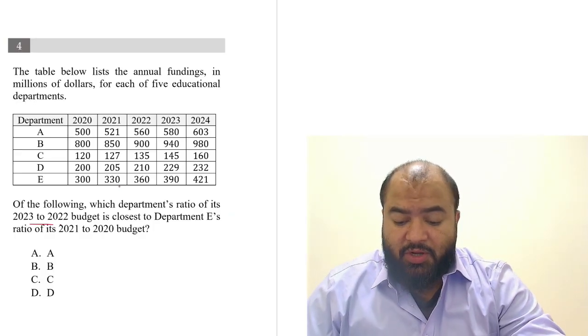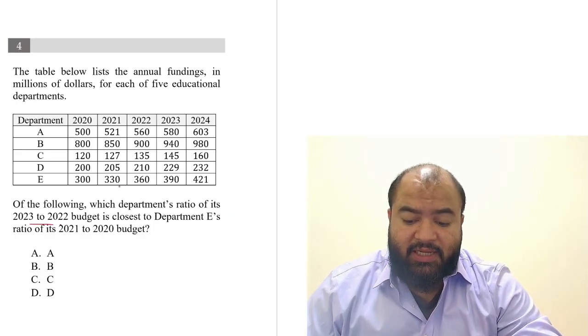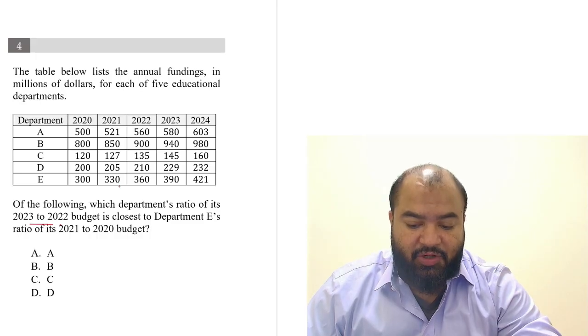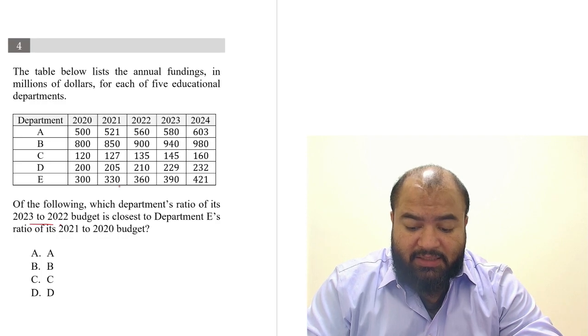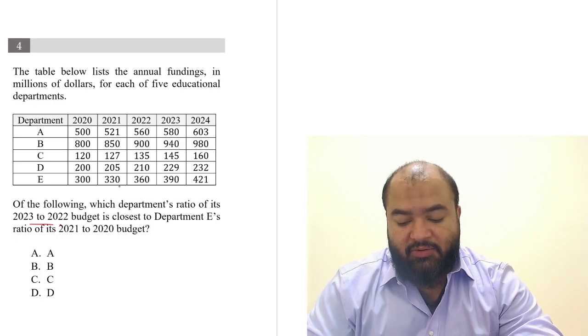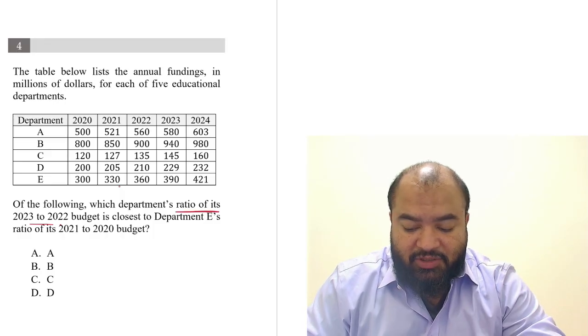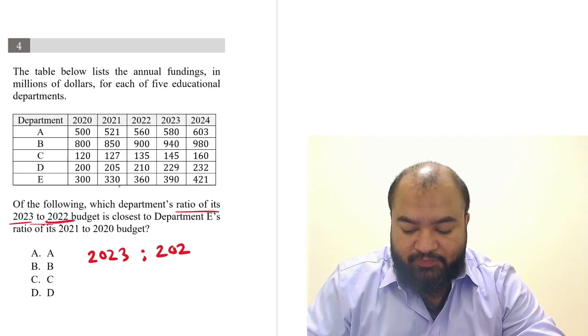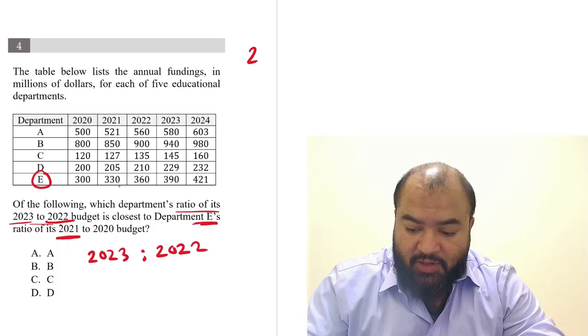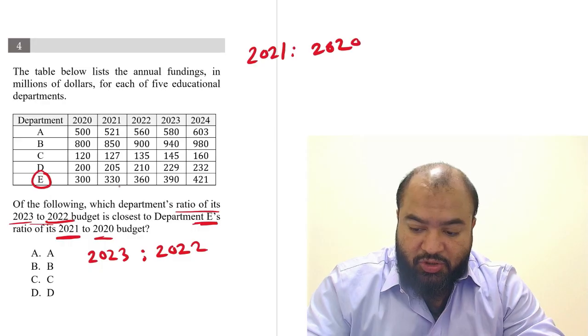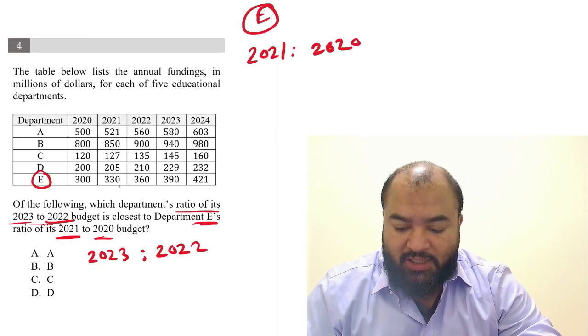Question number 4. The table below lists the annual fundings in millions of dollars for each of the 5 educational departments. Department A is 500 for 2020 and so on. Let's take a look at the question. Of the following, which department's ratio of its 2023 to 2022 budget is closest to Department E's 2021 to 2020? So Department E, 2021 to 2020, let's try that.